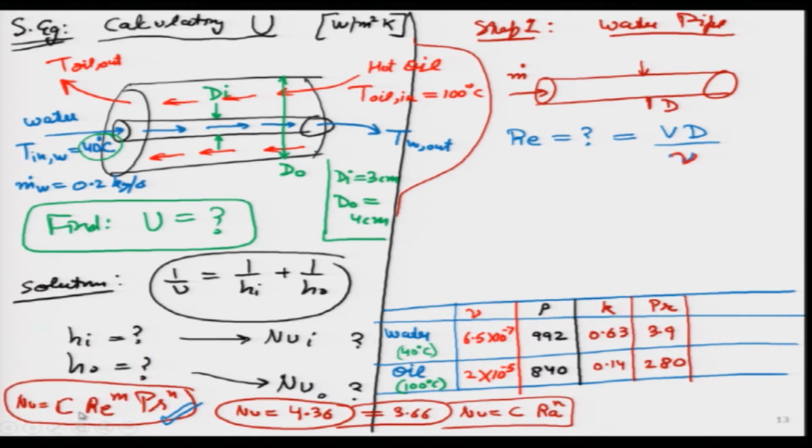Now, also look at specific heat. Water is usually about 4180 and oil usually has less compared to water. Water is one of the highest specific heat containing fluids in the whole of nature. We are very fortunate for that.